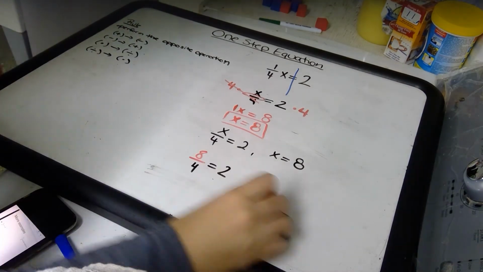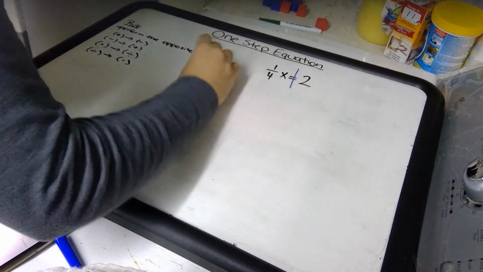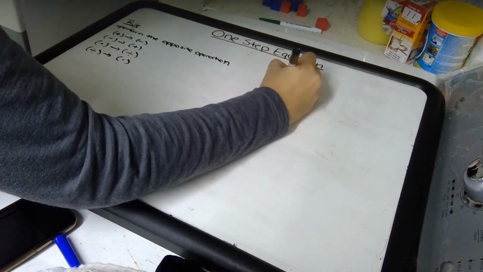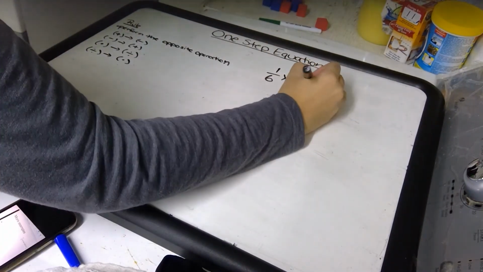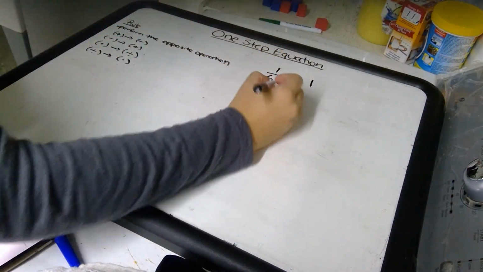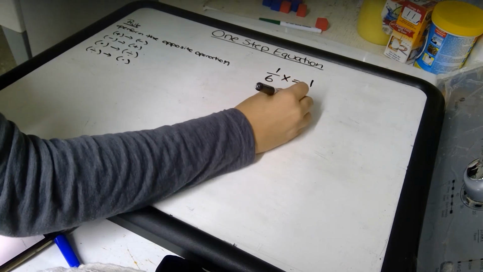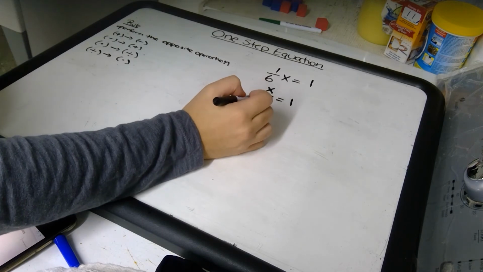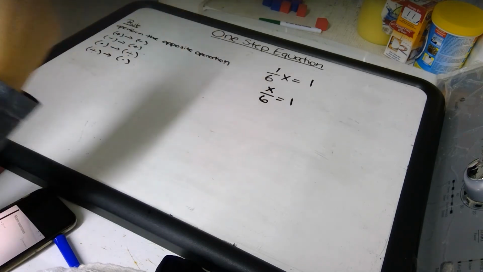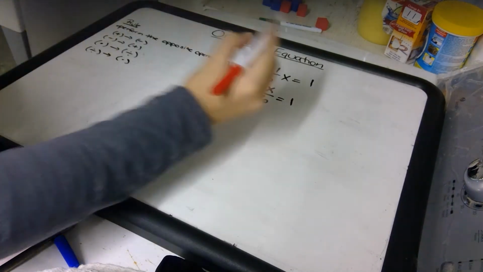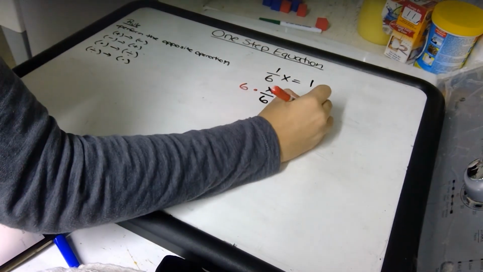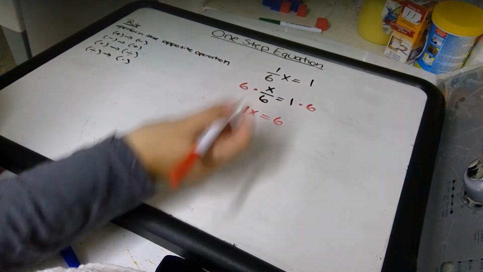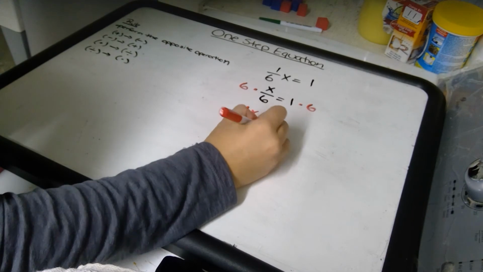Now I want you guys to try one. So you have 1 over 6x equals 1. Remember, we can rewrite this as x over 6 equals 1. So, like Kayla said, x and 6, they're being divided. So we have to use multiplication. So we're going to multiply both sides by 6. And she said that this turned into 1x equals 6, which you can rewrite as x equals 6.